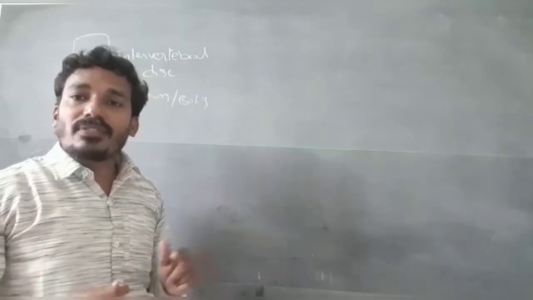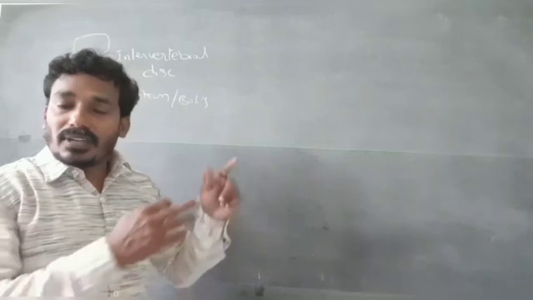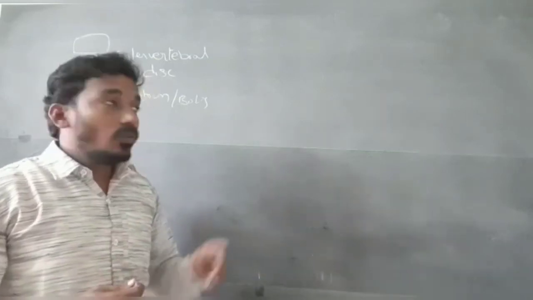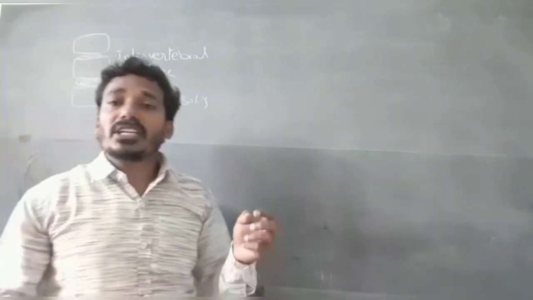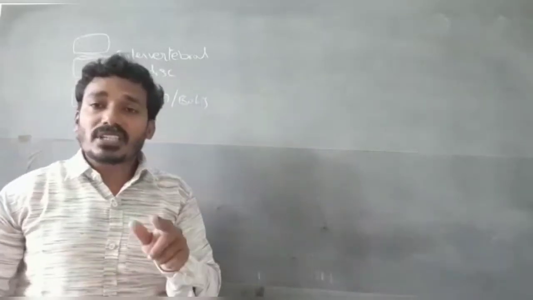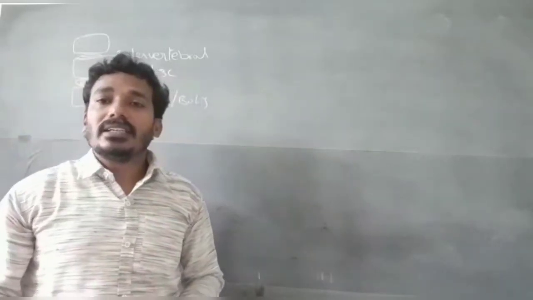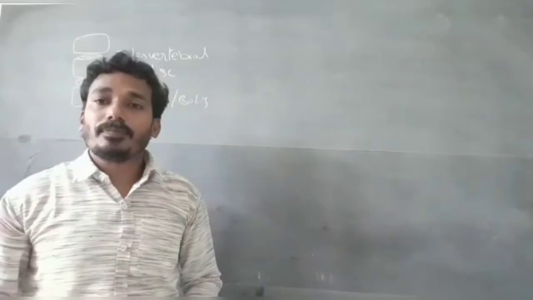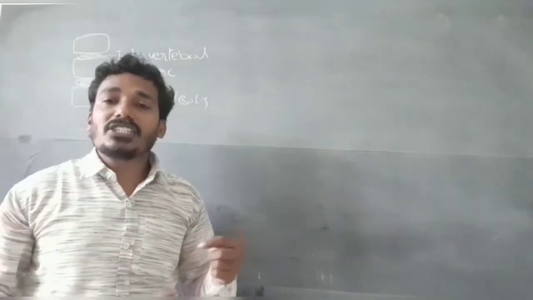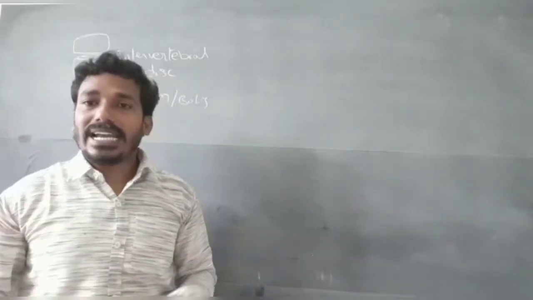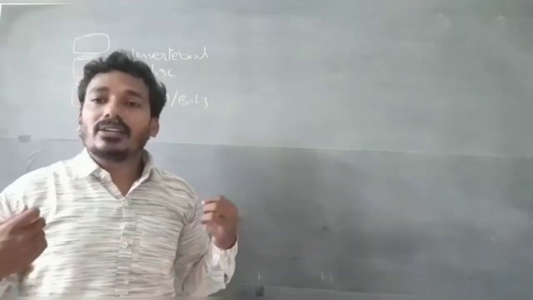The functions of vertebrae are: the vertebral column helps in the protection of the spinal cord present in the neural canal. It supports the skull. It helps in the attachment of muscles and ribs.